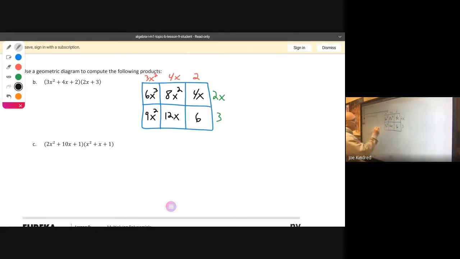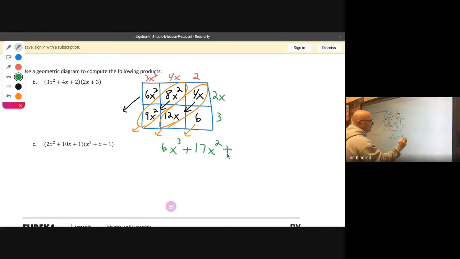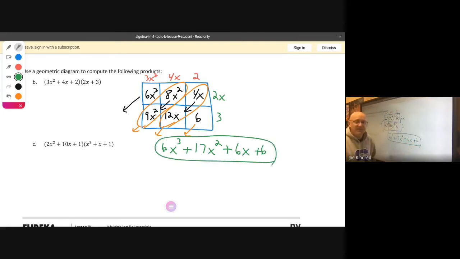So just like we did in the previous diagram, then it wants you to go diagonally. And you'll notice that we have like terms, which we just learned, right? And so if we keep going here and we write our final answer after we add like terms: 6x cubed, and then 8 plus 9 is going to give me a plus 17x squared, and then 4x and 12x is going to be a plus 16x, and then plus 6. And believe it or not, this is our final answer.